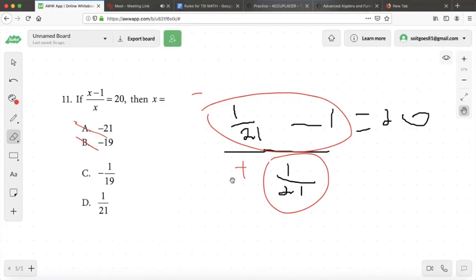So it can't be 20. Does that make sense? If this isn't 20, then what answer is it? Well, C could be 20. And I think it is, if we plug in C for X. Didn't we determine that when we plugged in answer choice C, we had a negative in the numerator and a negative in the denominator? Yes. So it could be 20.